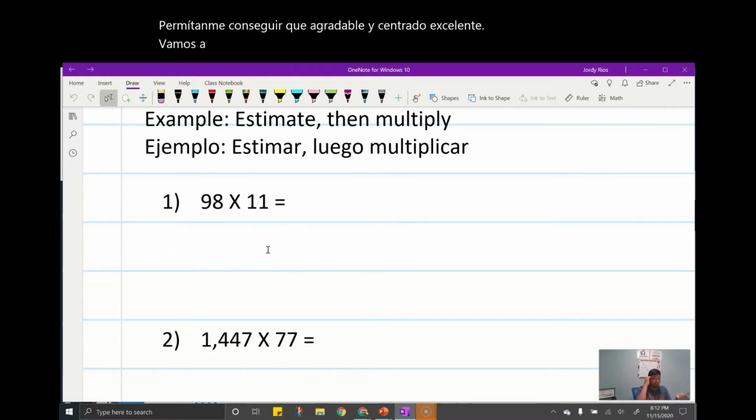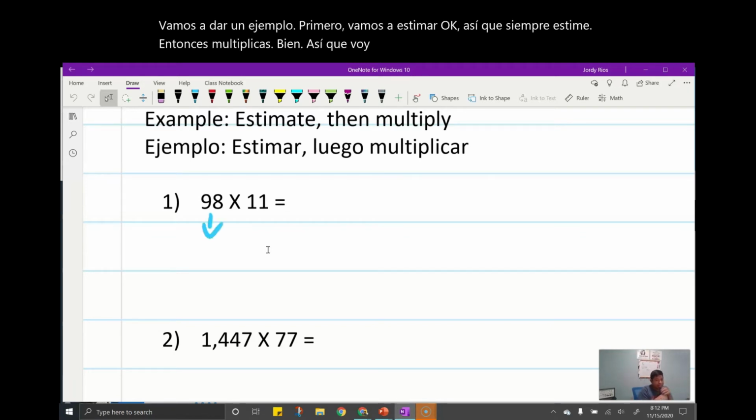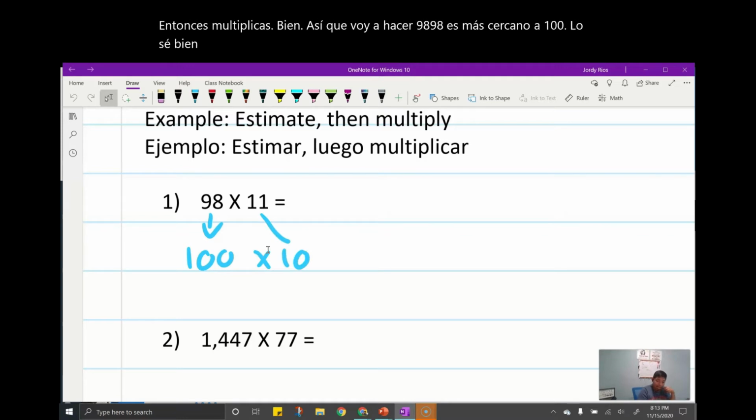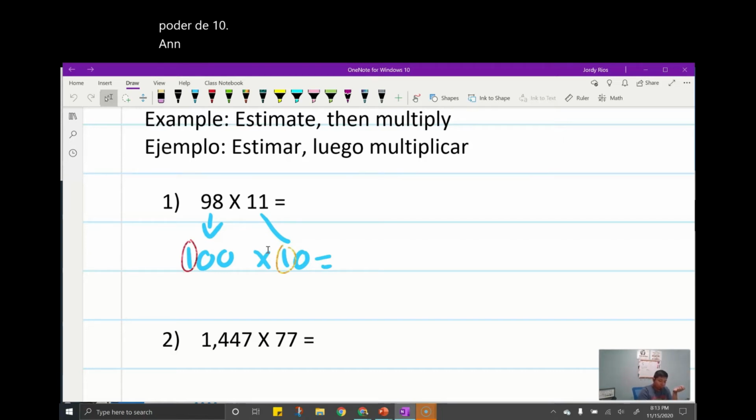Okay, so we're gonna do an example. First, we're gonna estimate, okay? So always estimate. Then you multiply. Alright, so I'm gonna do 98. 98 is closest to 100. I know that. Okay? And 11 is closest to 10. Okay? Then all I do is just power of 10. 1 times 1 is 1. Add how many zeros? 1, 2, 3. 1,000's my answer.